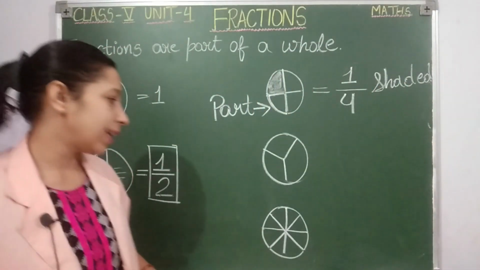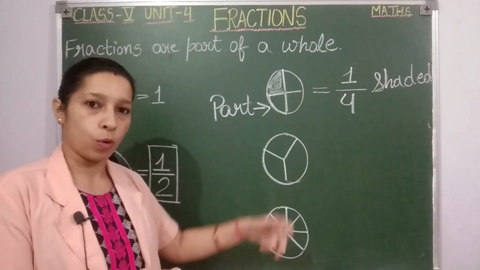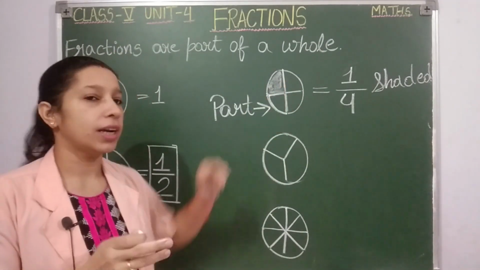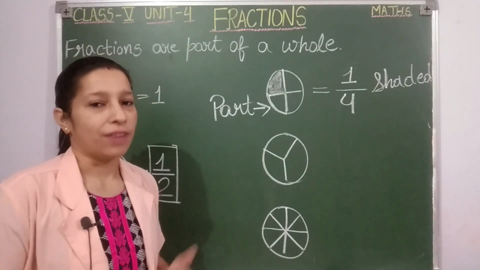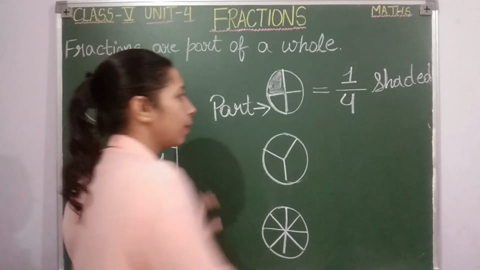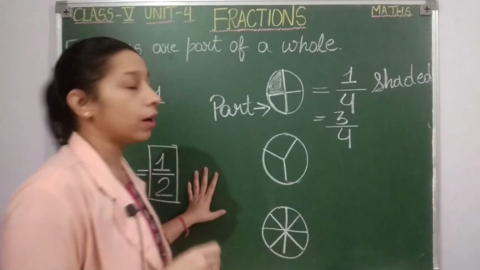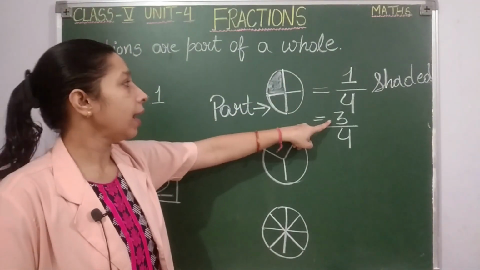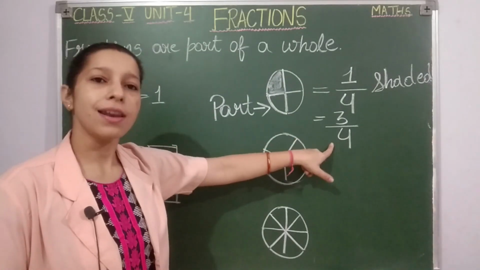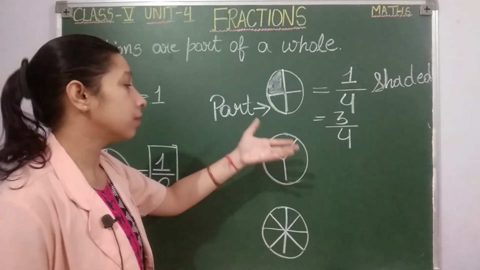Okay, now question for you. Can you give a fraction for the unshaded portion? The portion which is unshaded, can you give the fraction for it? Try. If you got the correct answer, then just match. It will be 3 upon 4 or 3 by 4. Why? Because 3 parts here are unshaded and the total number of parts are 4. Clear, students? So like this we give fractions for things.